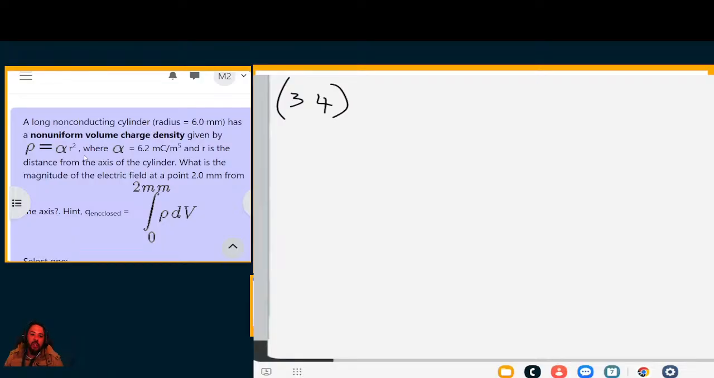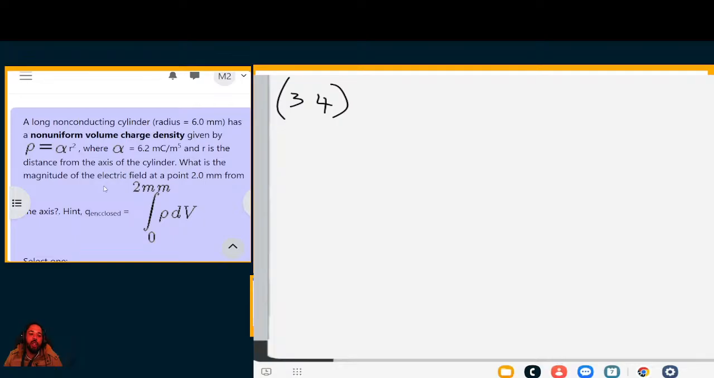It has a non-uniform volume charge density given by rho equal to alpha times r squared, where alpha is equal to 6.2 millicoulomb per meter. That is per cubic meter, not per meter to the fifth, because it's a volume charge density. Oh, excuse me, sorry. It can be that because we are calculating with r squared. So yes, that is correct. And r is the distance from the axis of the cylinder. The actual answer will then be per meters cubed.